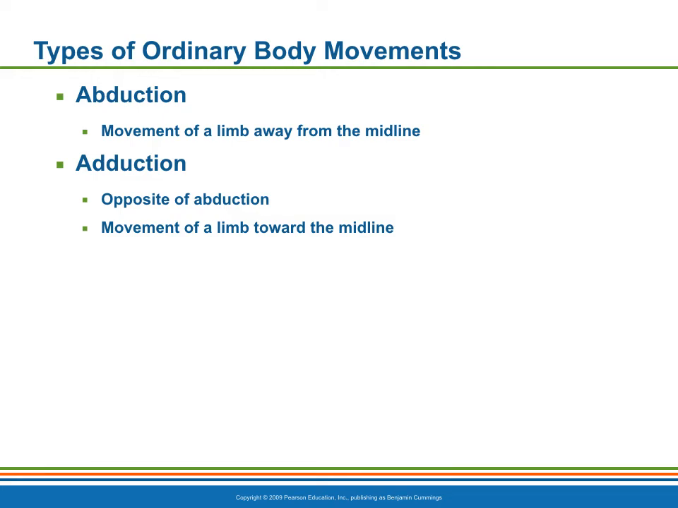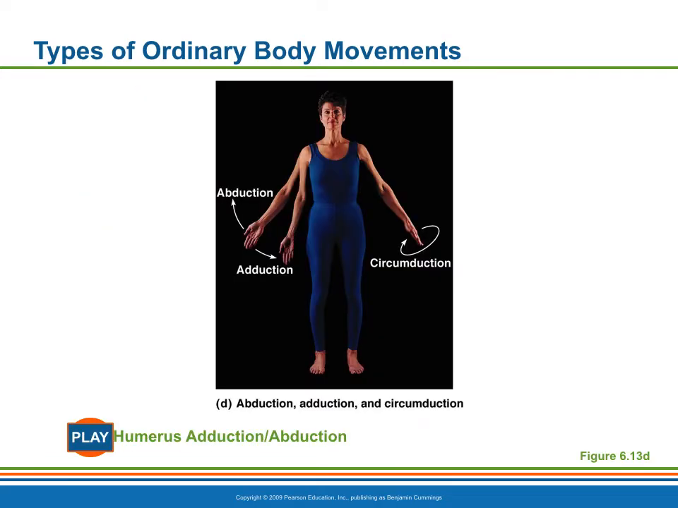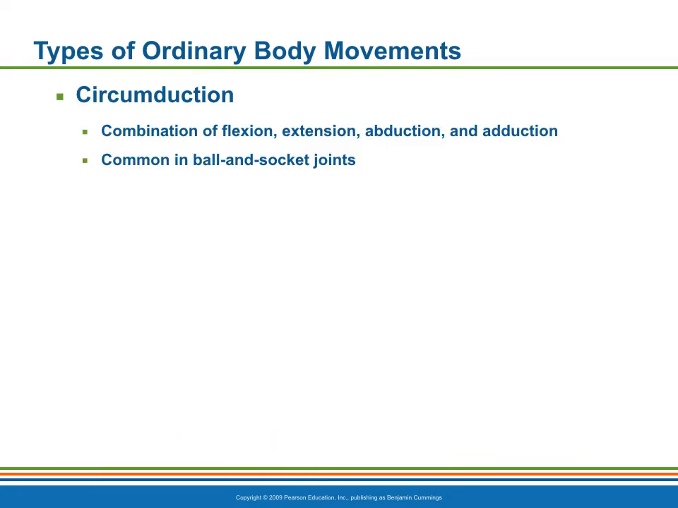Abduction is moving a limb away from the midline or medial plane of the body. And adduction is the opposite of abduction, so it is the movement of a limb towards the body midline. Here you can see the abduction, adduction, and circumduction movements. Circumduction is a combination of flexion, extension, abduction, and adduction, commonly seen in ball and socket joints such as the shoulder. The proximal end of the limb is stationary and its distal end moves in a circle. The limb as a whole outlines a cone.